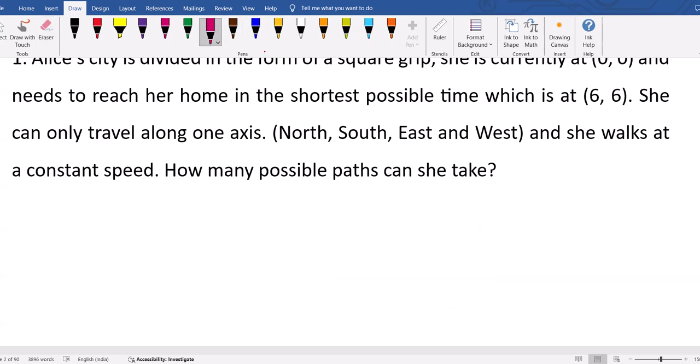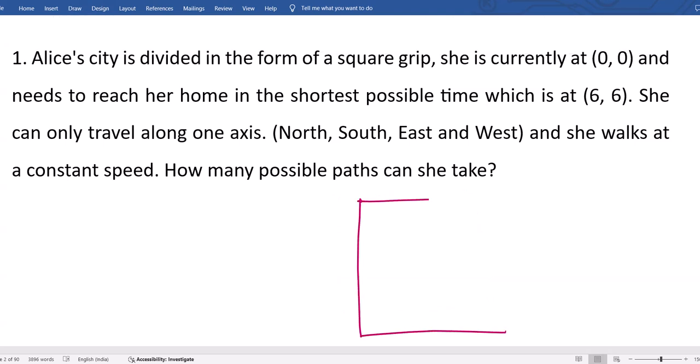So in the square grid, we are at 0, 0 point and we need to reach 6, 6 point. Why shortest path? See, maybe you can go up, then come down. You can go north, take the east direction, then again come back south. It will take more time.